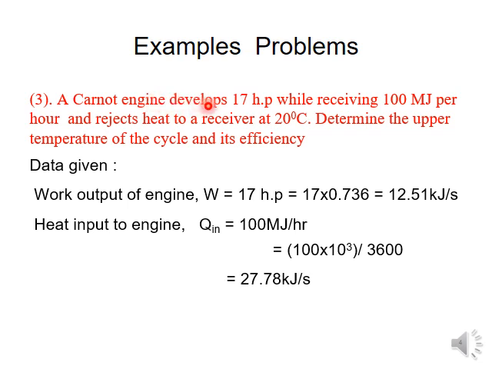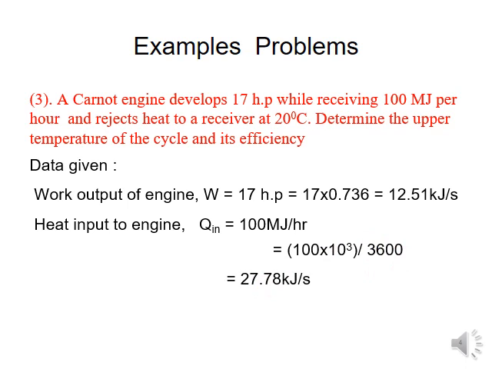So first, the engine develops power of 17 horsepower, which is nothing but the work output. You have to remember that 1 horsepower is equal to 0.736 kilojoule per second. Simply multiplying 17 into 0.736, we get 12.5 kilojoule per second. After that, they gave 100 megajoules per hour. I am converting into kilojoule per hour, 100 into 10 power 3 by 3600, because hour is in the denominator, so we change it in the denominator only.